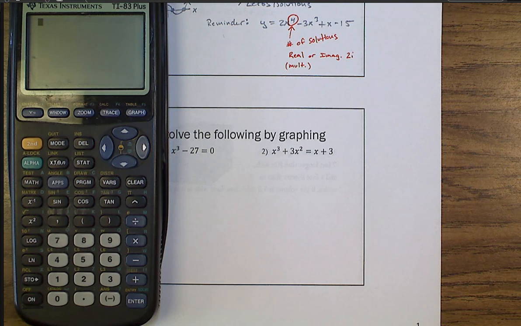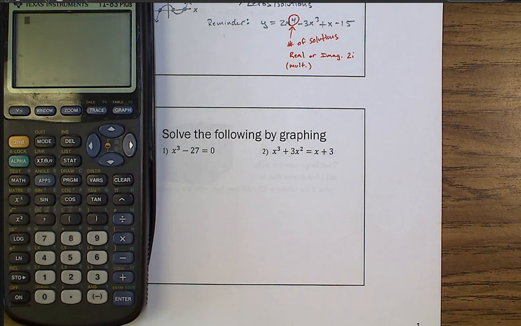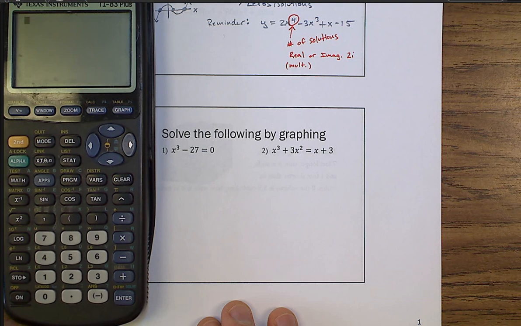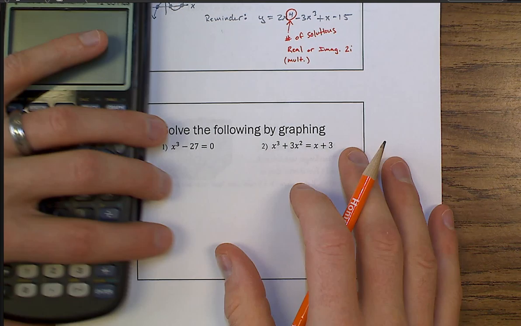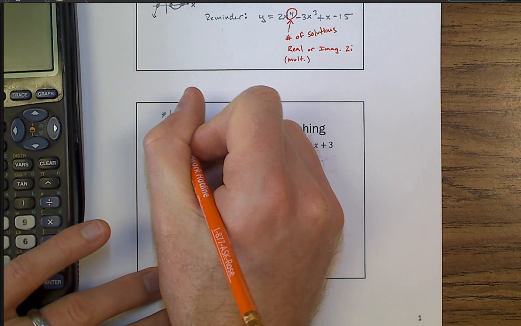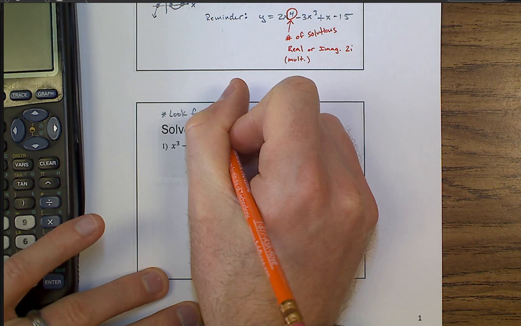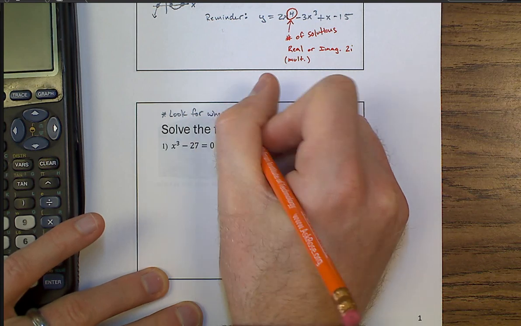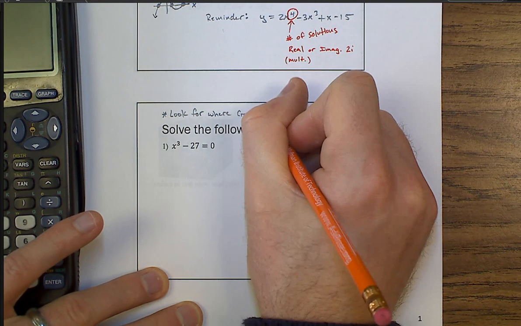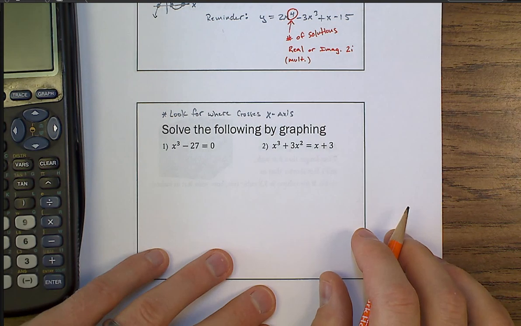For this first one, it's x cubed minus 27 equals 0. We're solving by graphing. So what do we want to do when we do this? What are we looking for? We want to look for where the graph crosses the x-axis.